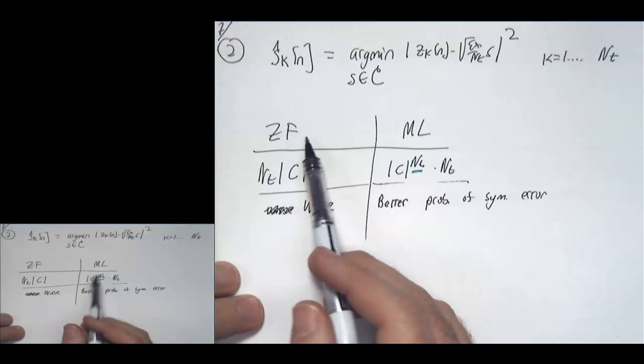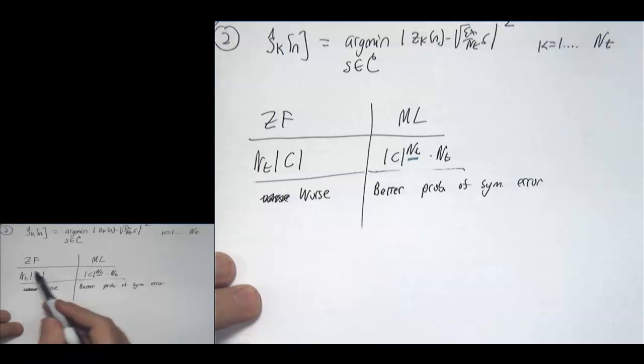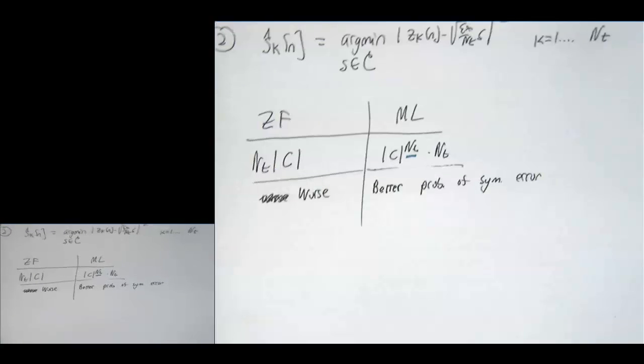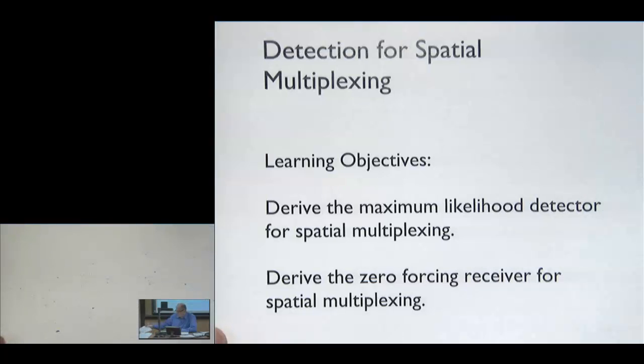And in fact, there are other reasons, like if you have what's called a soft decoder, this turns out to be much harder than this. So there are other practical trade-offs to be made that we won't discuss here. All right, so that's the spatial multiplexing receiver. You should be able to derive that detector and then derive the zero forcing receiver. So any final questions on those two?